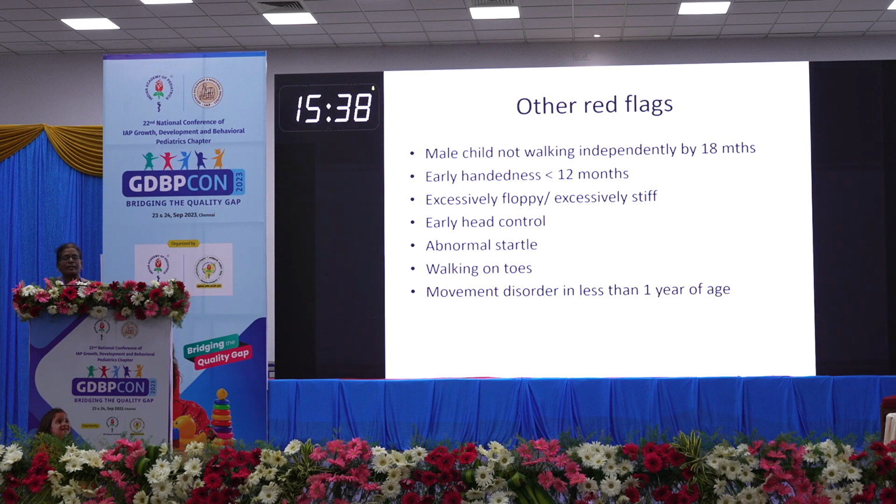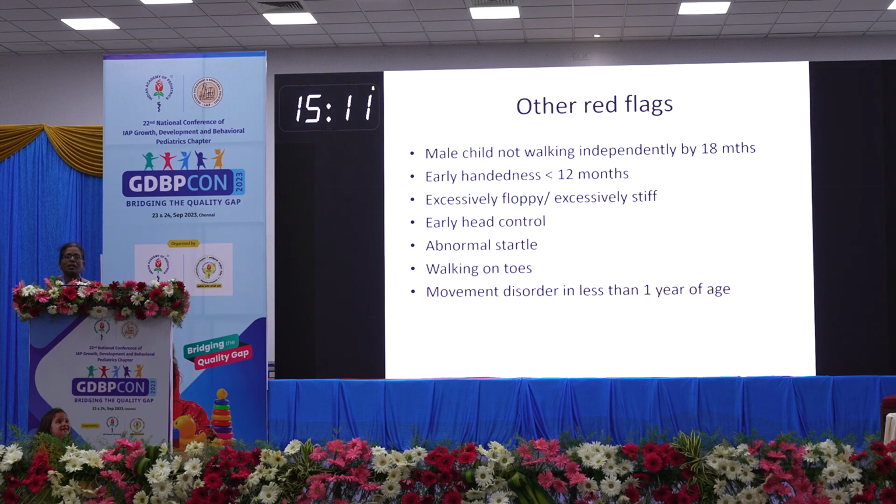Coming to the other red flags, whenever a male child is not walking independently by 18 months of age, then this child should undergo serum CPK to rule out an underlying dystrophy. Early handedness, whenever the child is preferring only one hand for reaching for objects before 12 months of age, could be a sign of hemiplegic CP. And excessively floppy, maybe SMA; excessively stiff, early CP.